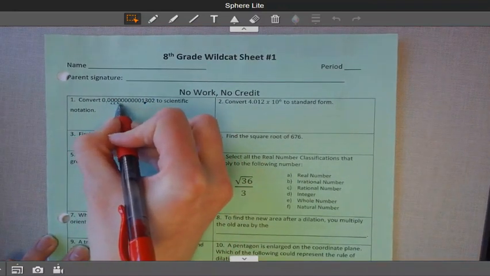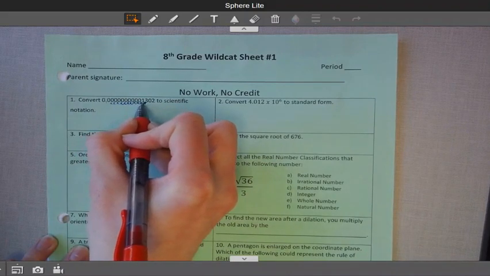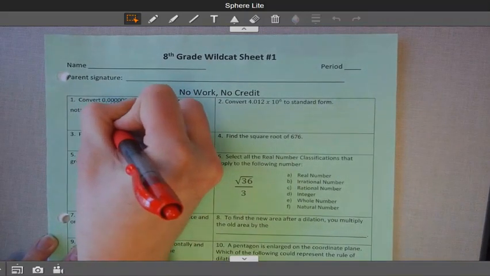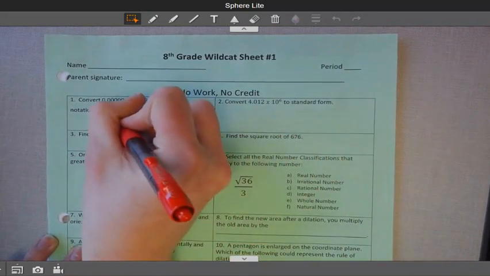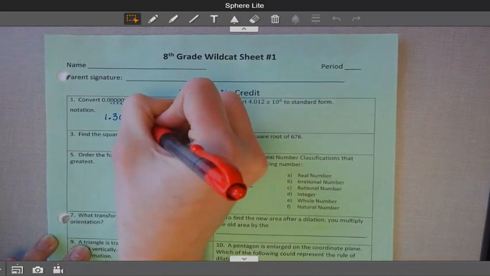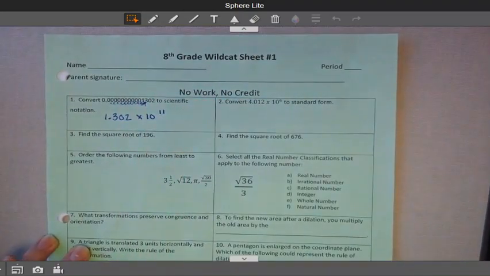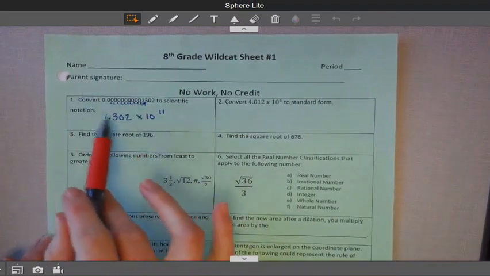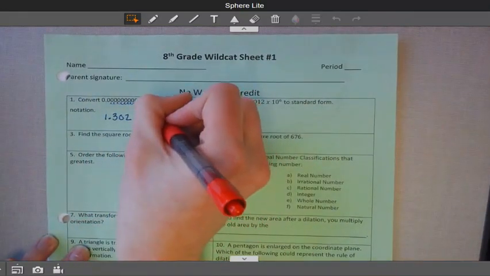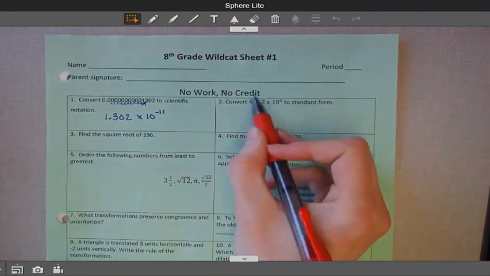So I move my decimal 1, 2, 3, 4, 5, 6, 7, 8, 9, 10, 11 times. I copy down everything after the decimal. So I have 1.302. It's always times 10 to the. I moved the decimal 11 times, but originally this was a really, really small number. So it's 10 to the negative 11. If it was a really large number, the exponent would be positive.